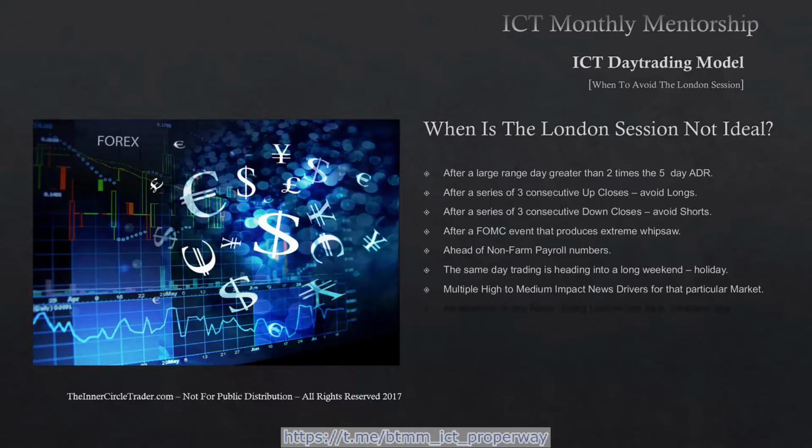Okay, so what we ideally look for, like we learned in the first portion of this mentorship, is generally one high impact or medium impact news event, and that way we know there's going to be probably one stage of manipulation for that particular day, and then the profit release portion of the day, or the expansion of the daily range, will unfold going into New York.